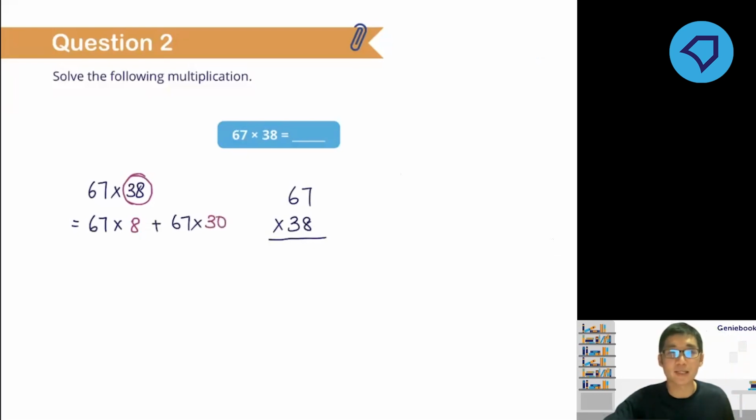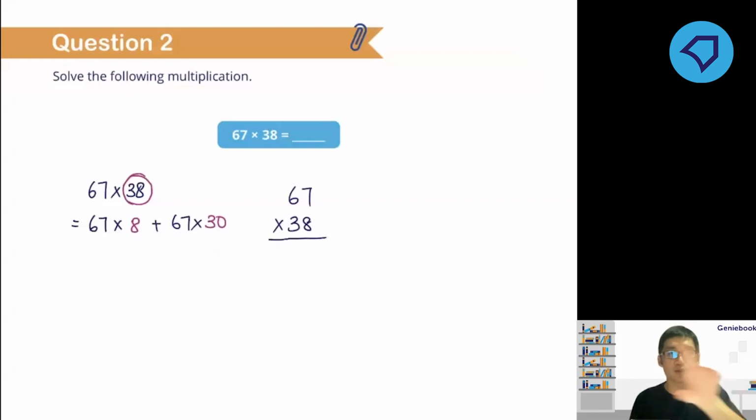Right, so again, imagine I have 67 oranges in a basket. I want to have a total of 38 baskets. So how many oranges will I have in total? This is equivalent to having first 8 baskets of 67 oranges, followed by another 30 more baskets of 67 oranges. Altogether, I have 38 baskets of oranges.